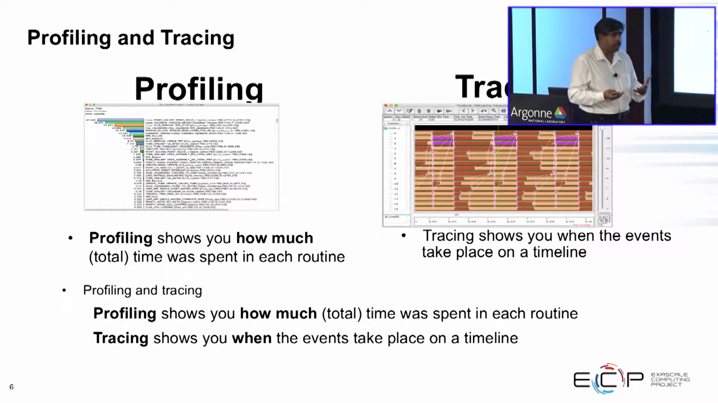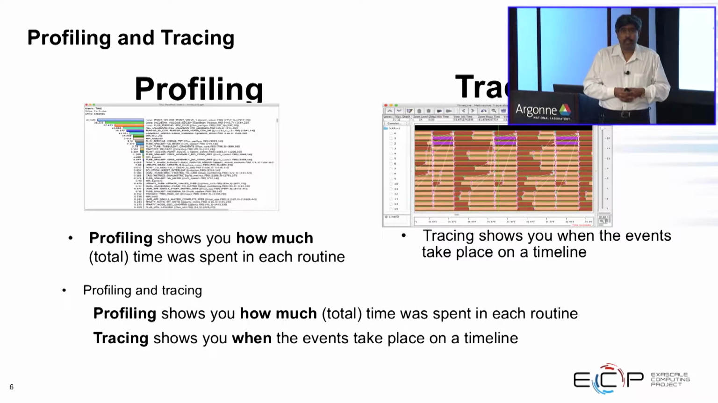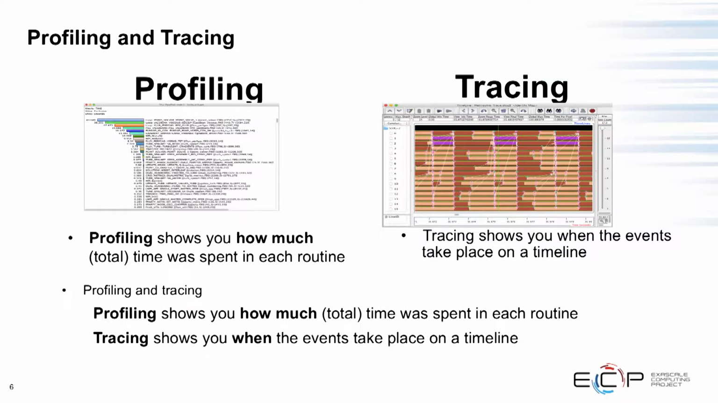Now Tau can generate profile files as well as traces. Profiles can show you the total contribution of the code regions, the summary of the statistics. So if there is a function like MPI barrier that gets called 20 times, then at the end of the program, the tool will emit a single line saying MPI barrier was called 20 times, it spent 50 seconds in this function.